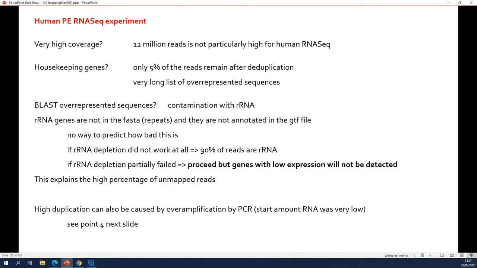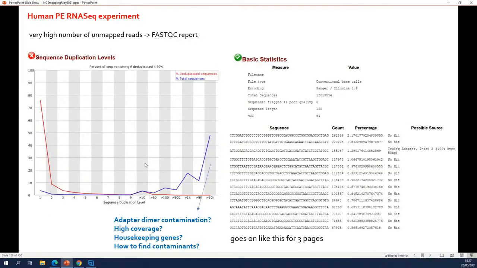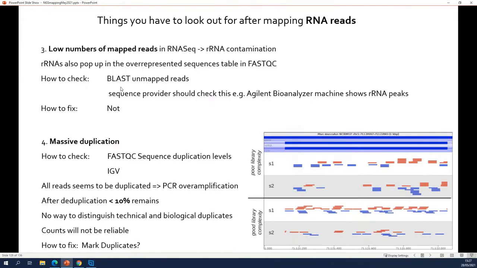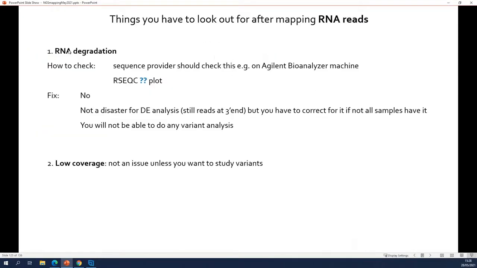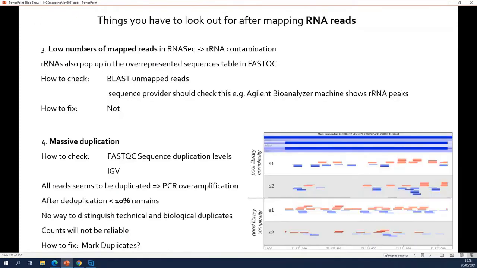So if you have very high levels of unmapped reads for RNA-seq, it's typically ribosomal RNA contamination. So blast them, and then you know. Because there are other reasons why you see high duplication levels. Normally, your sequence provider should do this. The same machine as the one that you use to check if your RNA is degraded will also tell you whether there is a lot of ribosomal RNA in your samples. So if it happens, it means that your provider has not done his job well and you have to complain.